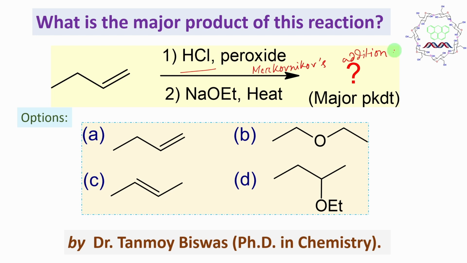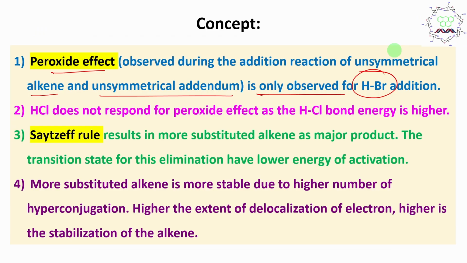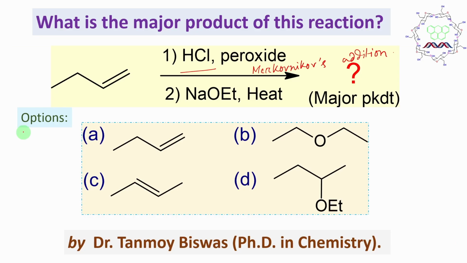I guess you know the rule: the negative part of the addendum will get attached to that carbon which is poorer in hydrogen, obviously during the addition of unsymmetrical alkene and unsymmetrical addendum. Next, HCl does not show peroxide effect as the HCl bond energy is quite high. And third point, the elimination.